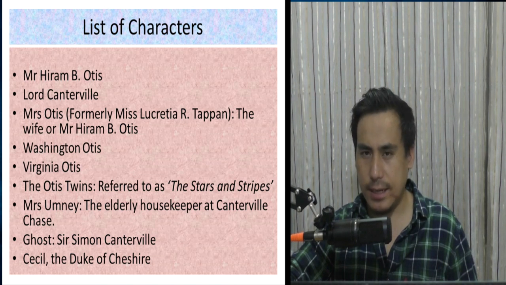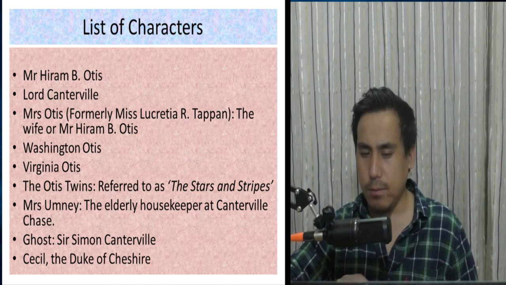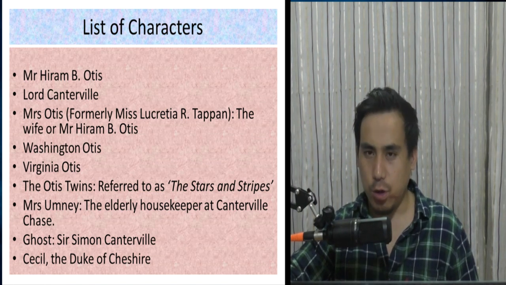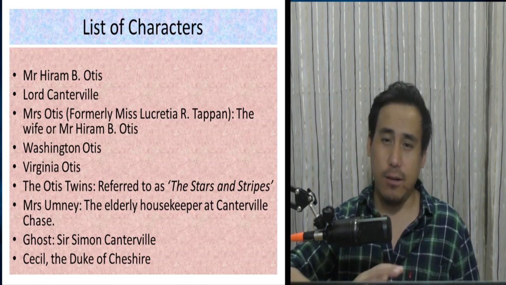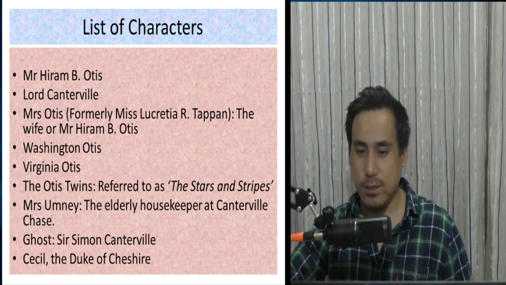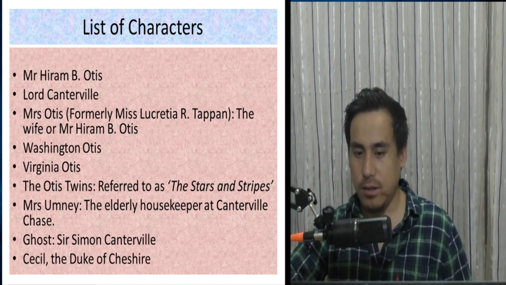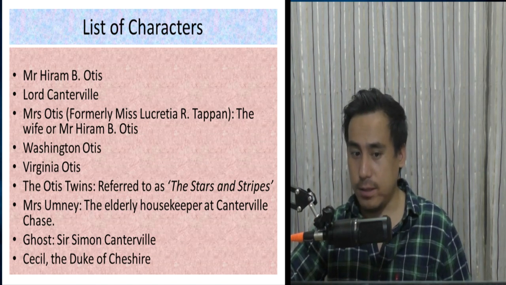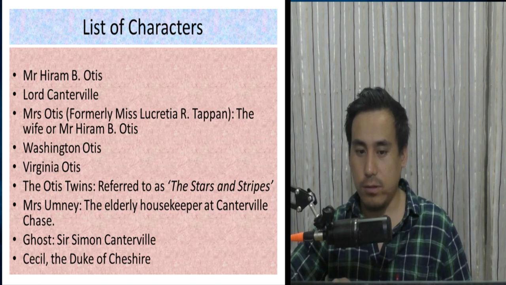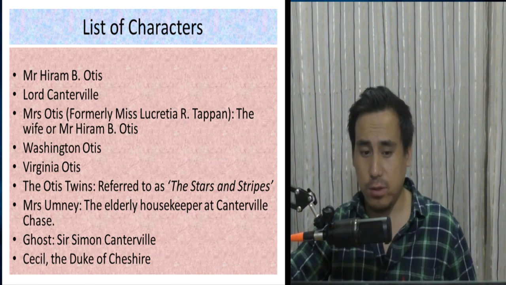And we also have Washington Otis. Now, his name is significant in the sense that Mr. and Mrs. Otis named Washington after George Washington, once again revealing their overblown American patriotism. Washington is the elder brother of Virginia and the Otis twins. Washington is responsible for constantly removing the bloodstain on the sitting room floor of Canterville Chase, which we will look at later on.